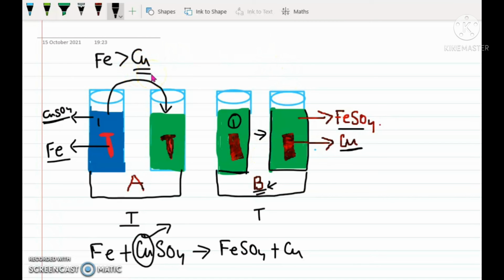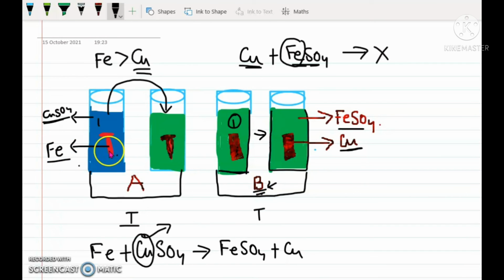Copper was itself a weaker or less reactive element. So copper, even if it is placed in FeSO4 solution, which is of green color, will not be able to displace the iron from its salt, and therefore no reaction will take place. That is why the copper strip did not lose its shine over here in setup B. While over here in A, the Fe lost its shine because the displacement reaction occurred.